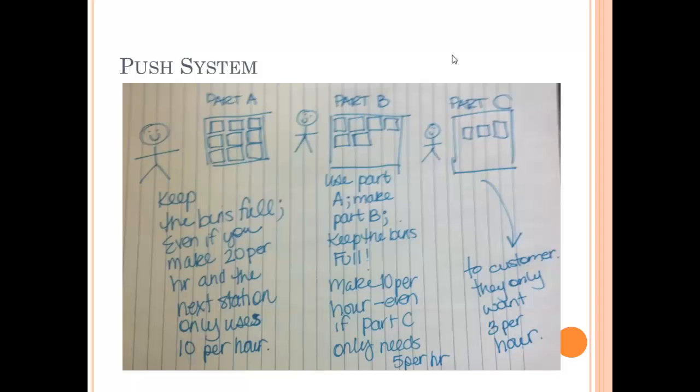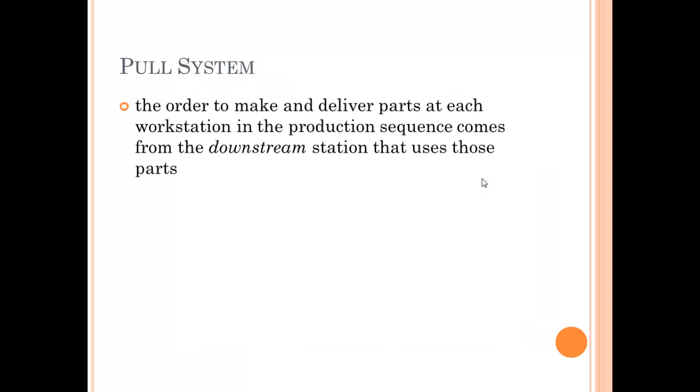That's a push system. In the meantime, you have excess inventory accumulating here and here and here. Okay, so you have a lot of inventory accumulating. A pull system, the order to make and deliver parts at each workstation in the production sequence comes from the downstream station. Okay, so production control doesn't say make these many parts. All right, they say make these parts, and then you use that to backfill your factory kind of thing.